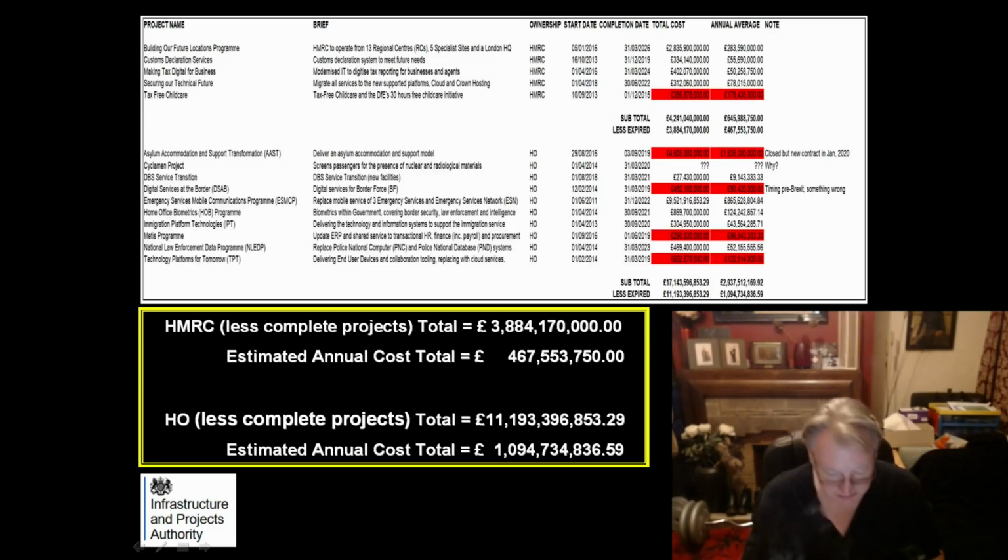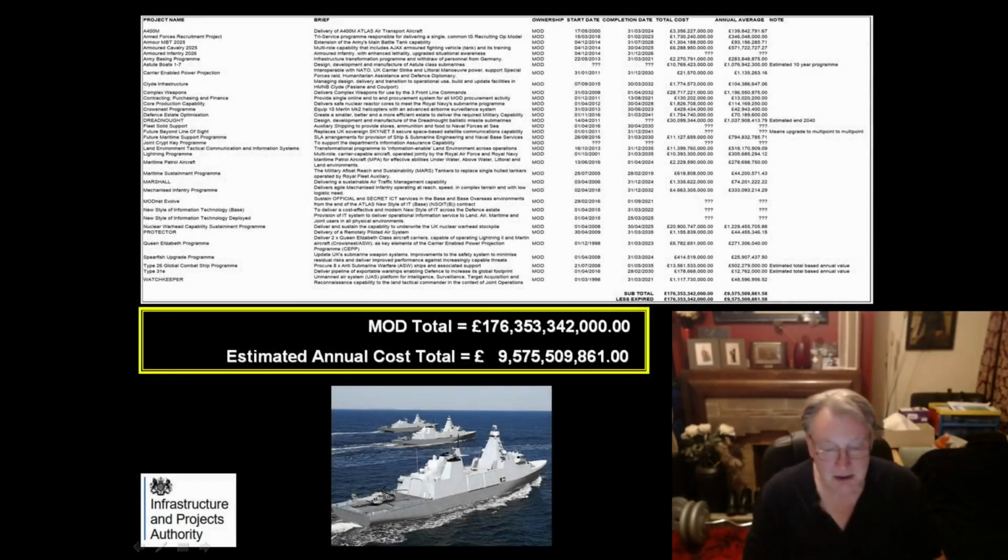So obviously there's a few projects in the Home Office that have already been completed, so they come off the total. So let's move forward a bit quicker. So HMRC annual basis 467 million. Home Office 1 billion. An awful lot of these departments, it's IT project, technology project. The amount of money for a lot of this stuff is questionable. Right, Ministry of Defence.